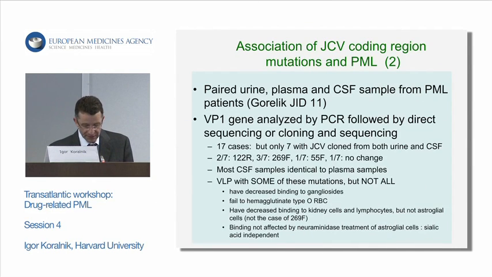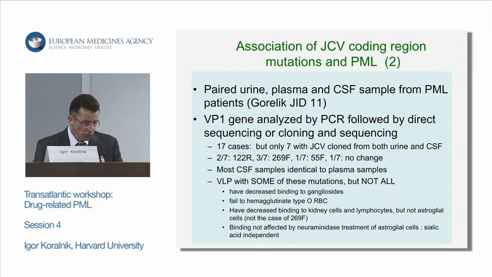So this same group of researchers, I think in collaboration with Paola Cinque in Milan, then looked at paired urine, plasma, and CSF samples from PML patients, and that was published this year in the Journal of Infectious Diseases. Again, they looked at the VP1 gene, which was analyzed by PCR, followed either by direct sequencing or by cloning and sequencing. They had 17 cases, but in fact, only 7 of these cases had JCV that was cloned from both urine and the CSF.